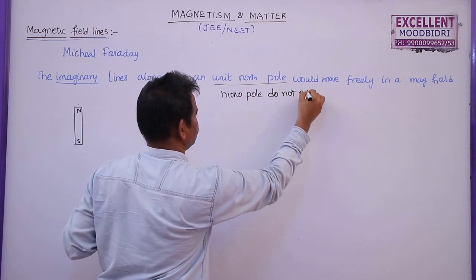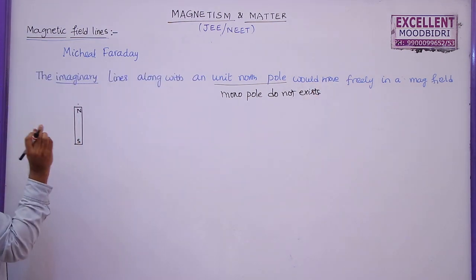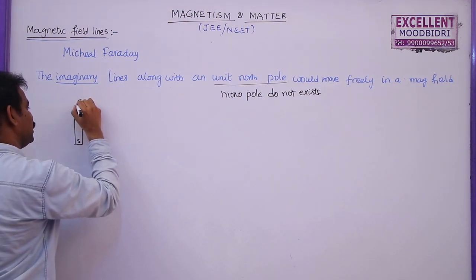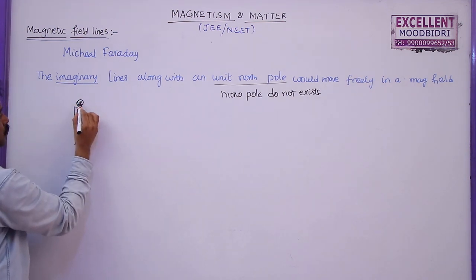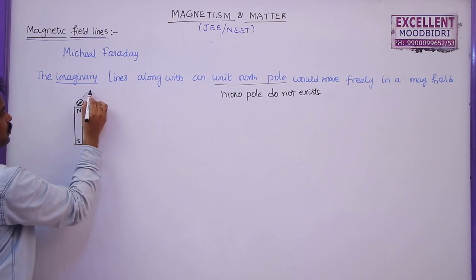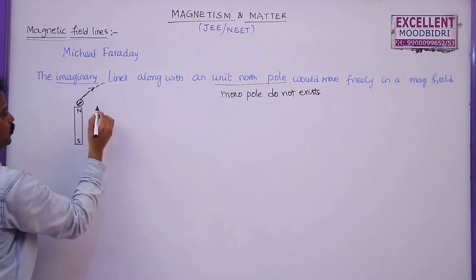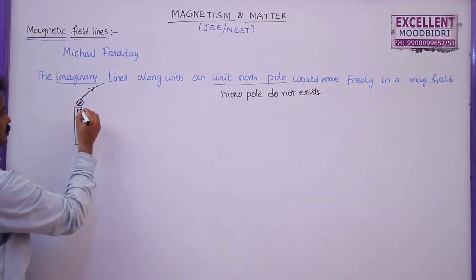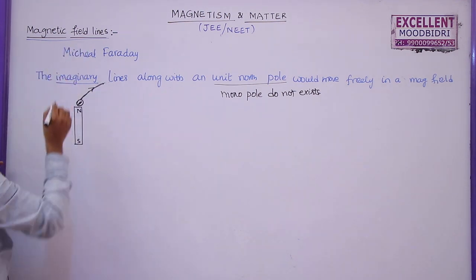Monopoles do not exist. But here I am going to take a small magnetic needle in which both north and south poles are available. If you keep a north pole here, the north pole will repel to this one. So this is the path where this magnetic needle can move. The line along which this unit north pole, according to definition it should be a unit north pole, but afterwards it was found that monopoles do not exist. But the line along which this magnetic needle can move are known as magnetic field lines.